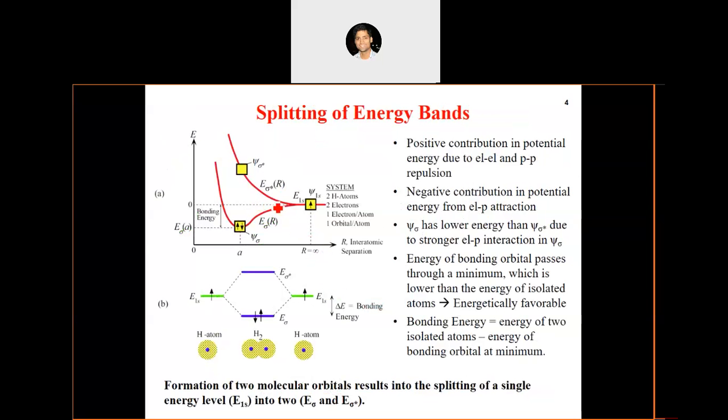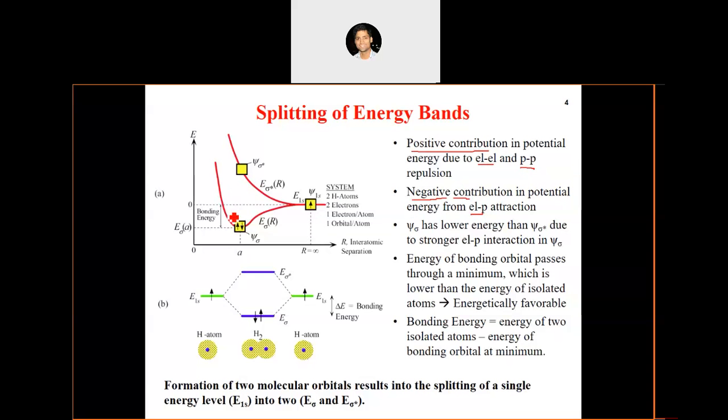What is happening in this case is, when the two hydrogen atoms are coming and interacting with each other, there can be different types of contribution to the potential energy. The positive contribution to the potential energy can come from electron-electron interaction as well as proton-proton interaction, right? Because they have the same charges. Then negative contribution can come only from electron and proton interaction.